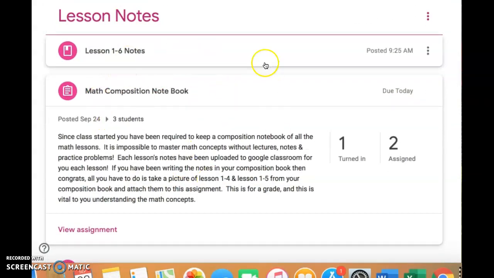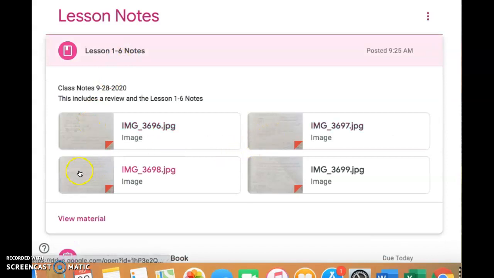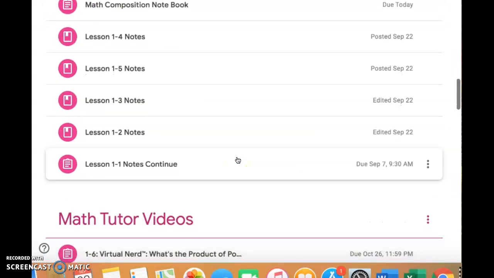Now, lesson notes is where I put the sample problems that we work in class. So every day when we come into class and I write on the whiteboard and I give you samples and I write out all the rules, the vocabulary, all of those types of things, you will see all of those here. If you click on lesson notes, it will show you the pictures of my notebook. Now, if you're at home, whether you're traditional or virtual, then you need to make sure that you are copying these notes every day in your composition book.